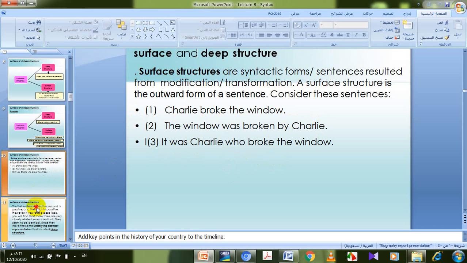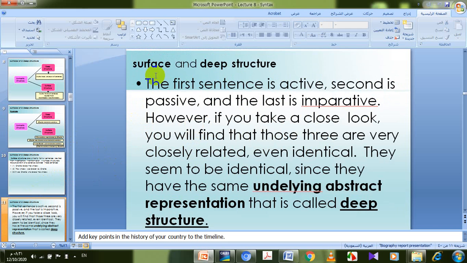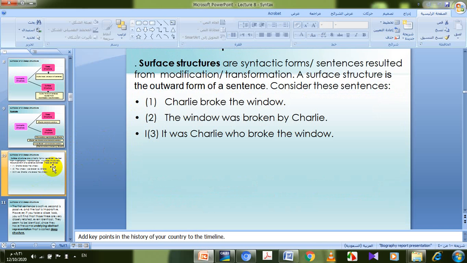Let's have another close look here. Surface and deep structure. The first sentence is active: Charlie broke the window. The second one, The window was broken by Charlie, is a passive sentence.